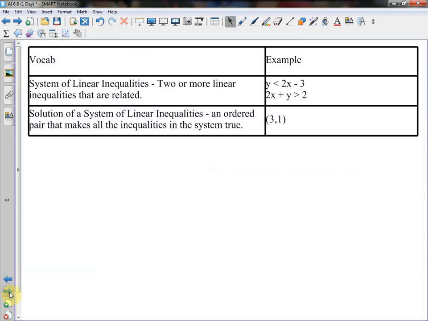All right. So our two vocab words here are going to be similar to the vocab for 6.5, which is instead of linear inequality, we have a system of linear inequalities, which just basically means we have two inequality symbols now. And a solution of a system is going to be any point that makes both of those true at the same time. So that 3, 1 has to make both the top and the bottom inequality true.